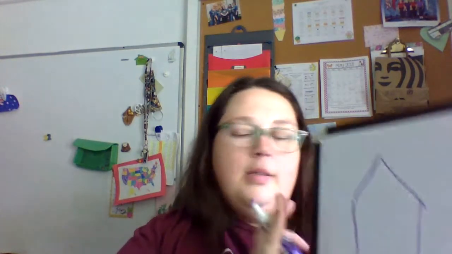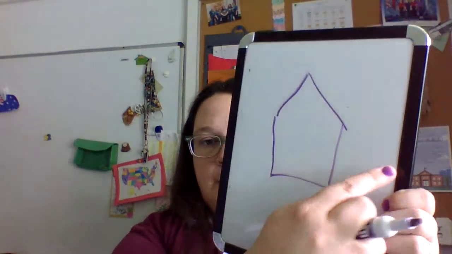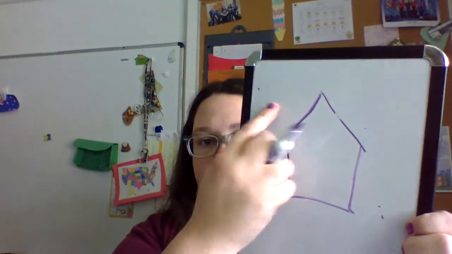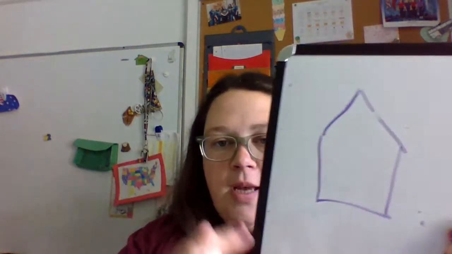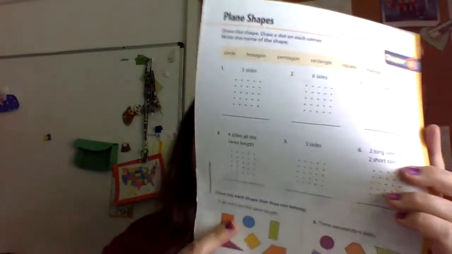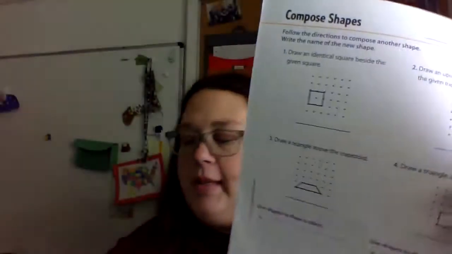Like this. See how it has 5 sides? 1, 2, 3, 4, 5. It's backwards on my thing. Okay, so then that's what you're doing for the plane shapes here. You're going to use this and you're going to draw them, and then you're going to tell me what they are. Okay, and then the next page is you're going to draw identical shapes to make something different.